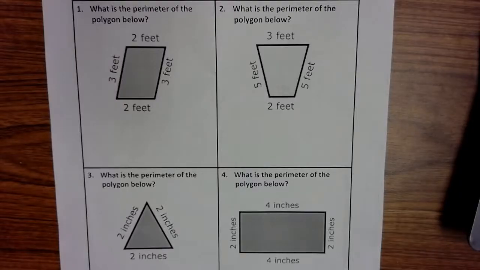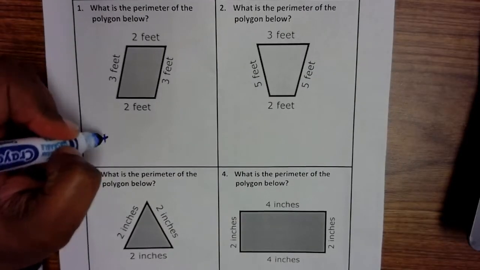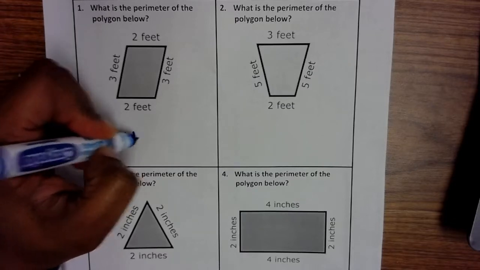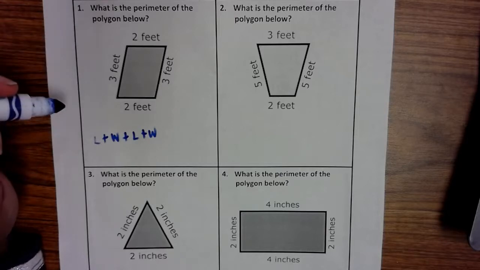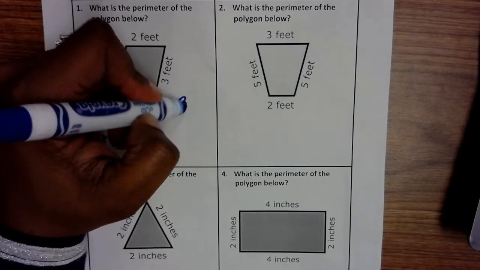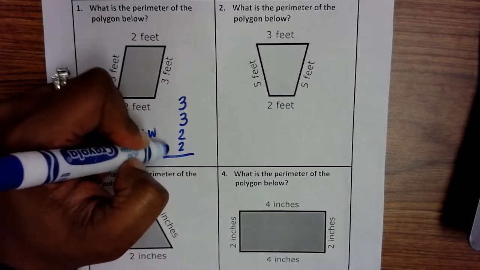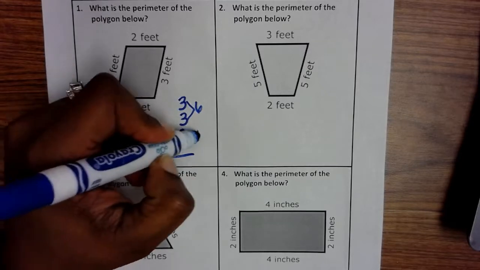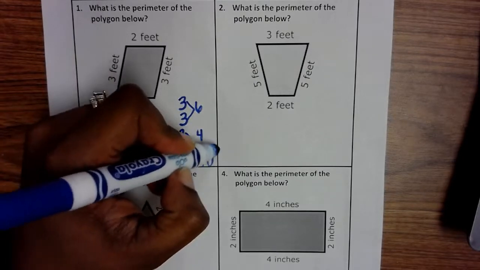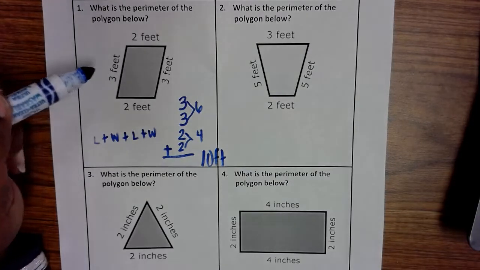Okay, question one. It says, what is the perimeter of the polygon below? Now, last year you might have said length plus width plus length plus width because you have four sides. And the same thing is true today. You can add 3 plus 3 plus 2 plus 2. Now, we can use our compatible numbers. We know that's 6, and this is 4, and 6 and 4 is 10, and we're talking about 10 feet. It's just regular feet. Make sure that you include the unit.